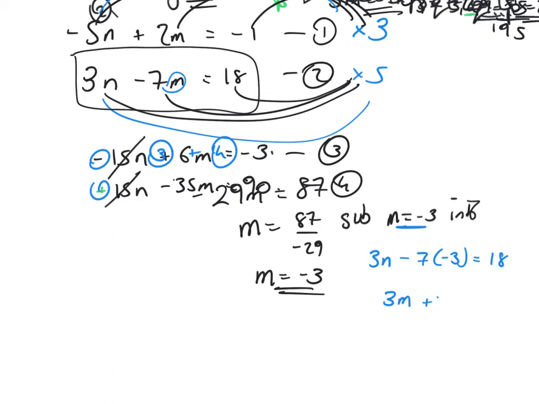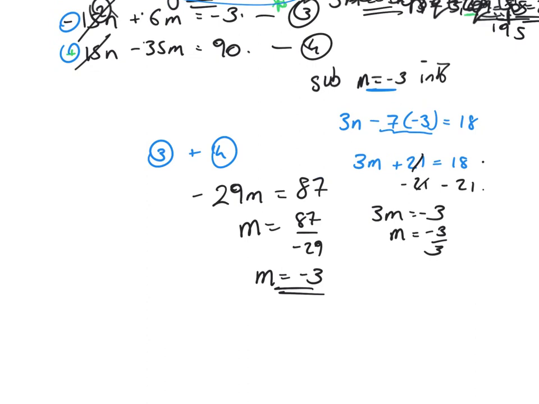3n minus 7 times minus 3, plus 21, is equal to 18. And then I'm going to take 21 off of both sides. Take your time. 3n equals 18 minus 21, which is minus 3. n equals minus 3 over 3, and minus 3 divided by 3 is minus 1. Final answer, n equals minus 3, m equals minus 1.